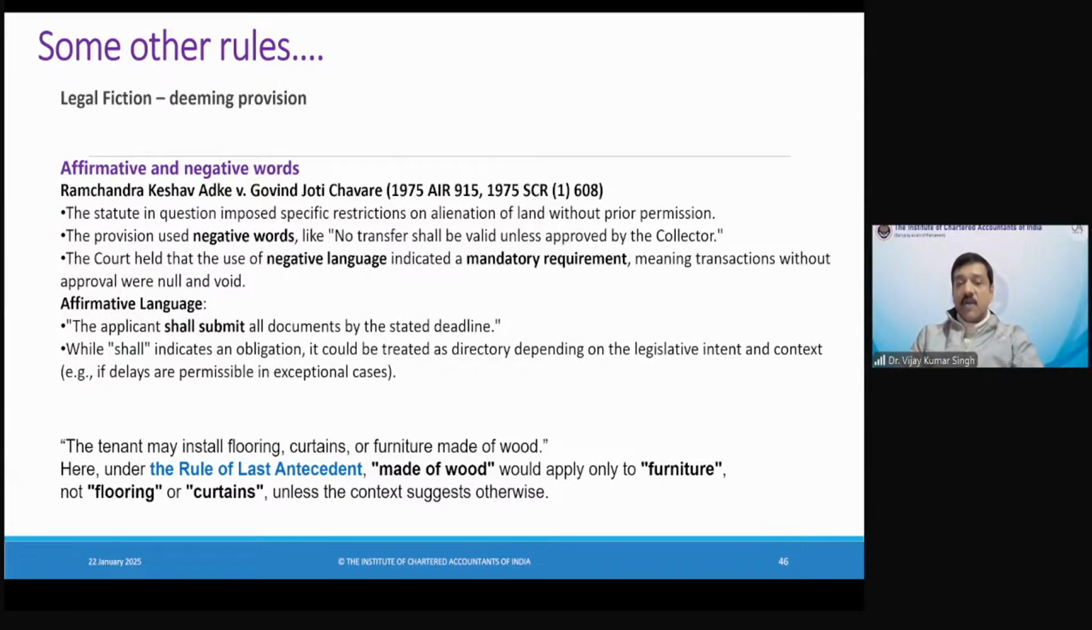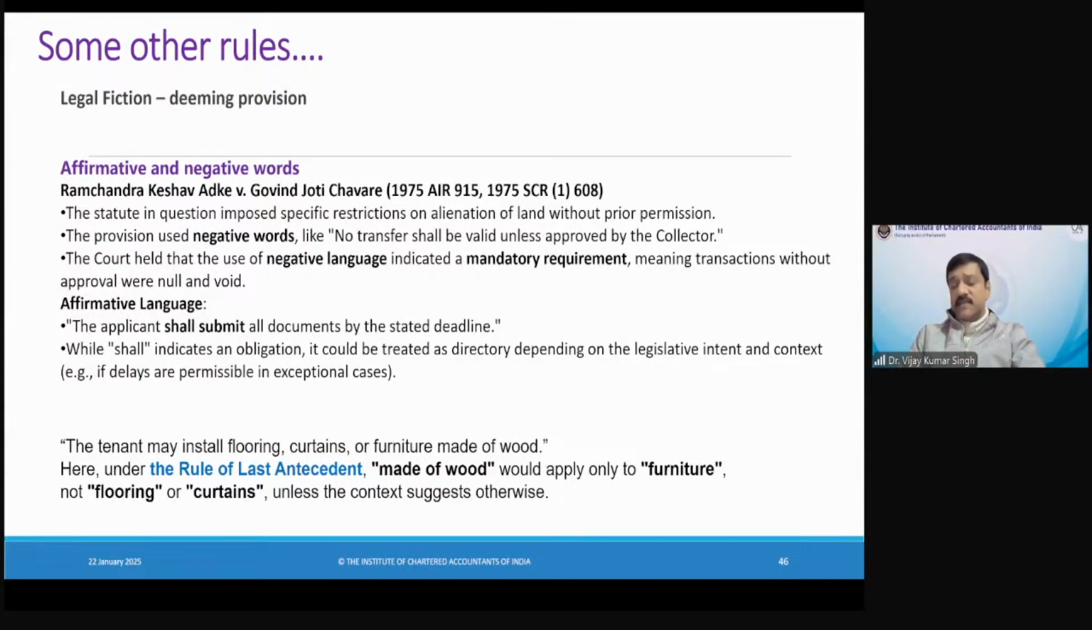So here, a comma is there after curtains, and then furniture made of wood is there. So "made of wood" you have to read with furniture and not with curtains or floorings, because it has to be as per the rule of last antecedent. So these are some of the rules.